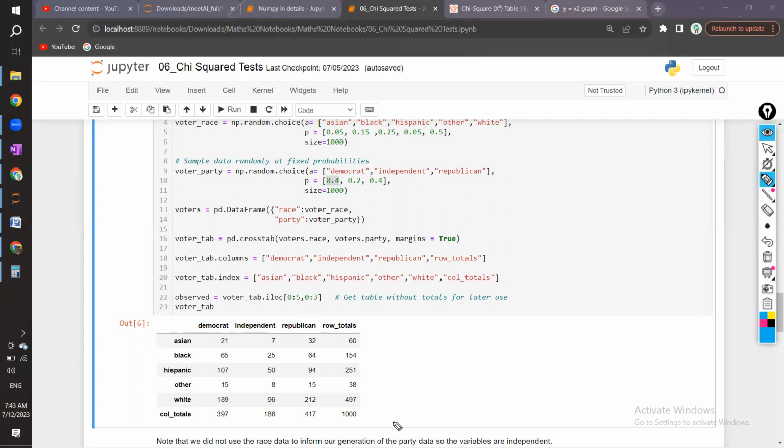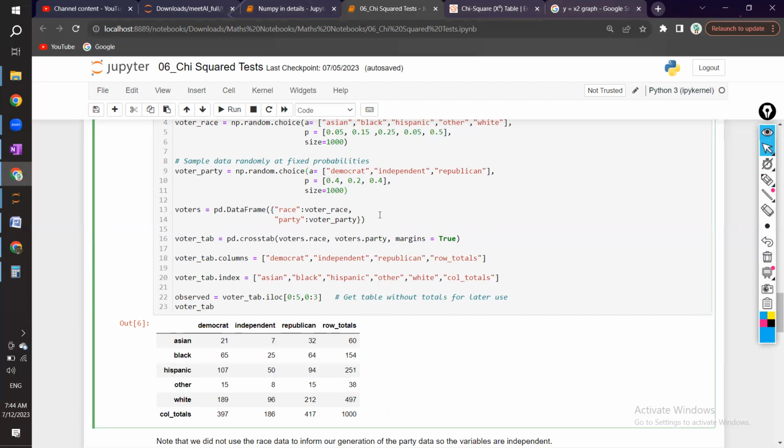The overall value will be 1,000. Either you take these values across all races or across all parties, you will get 1,000, because both are thousands. So you only need to calculate the corresponding ratio. Asian Democratic is 21. Black Independent will be 25. Other Republican will be 15, like that. You can do the calculation, guys, and check it. Is it clear?